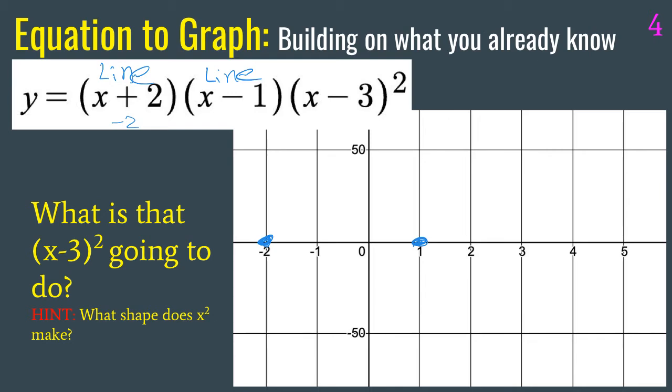And then finally, I see this 3. I'm going to put a dot at 3, but I know what that's going to do: that's going to parabola. Okay, I know that that's going to parabola at 3 because it has a squared right here, and that's what a parabola does. Now, if I count the powers, this would be 2. Okay, if you're thinking about counting the powers right now, this is 2.